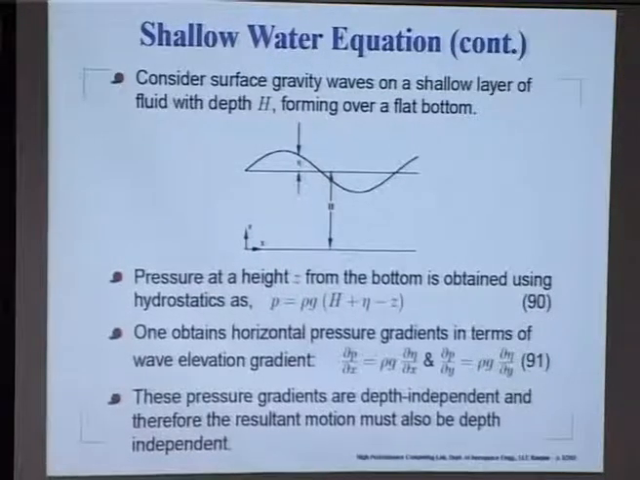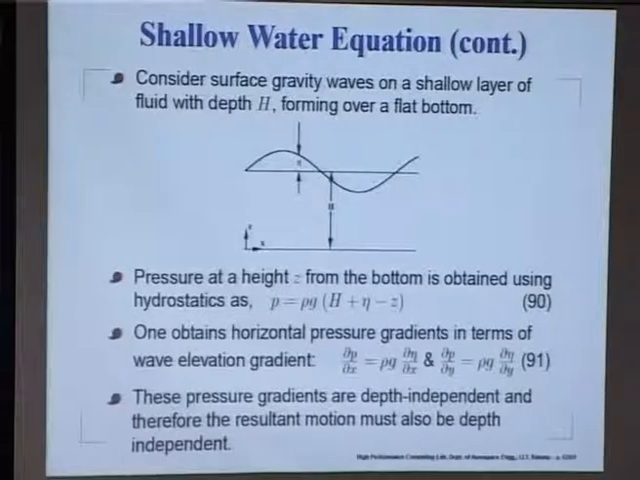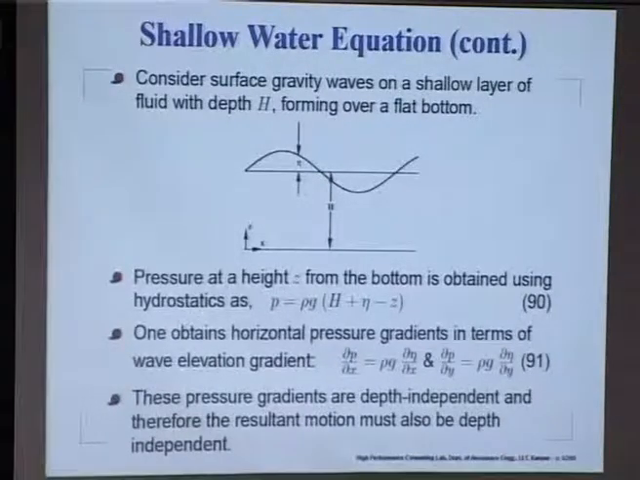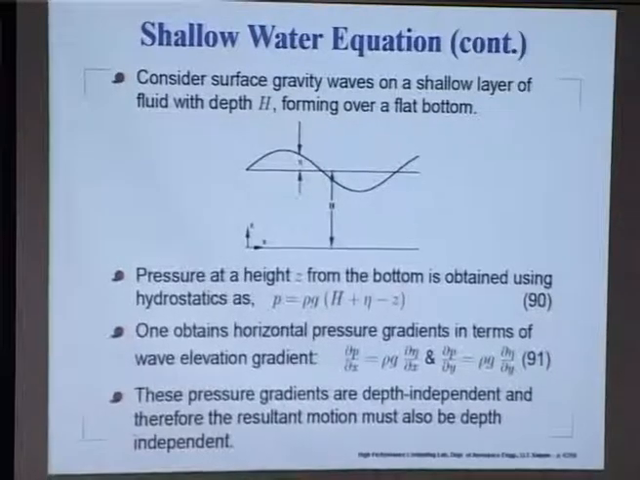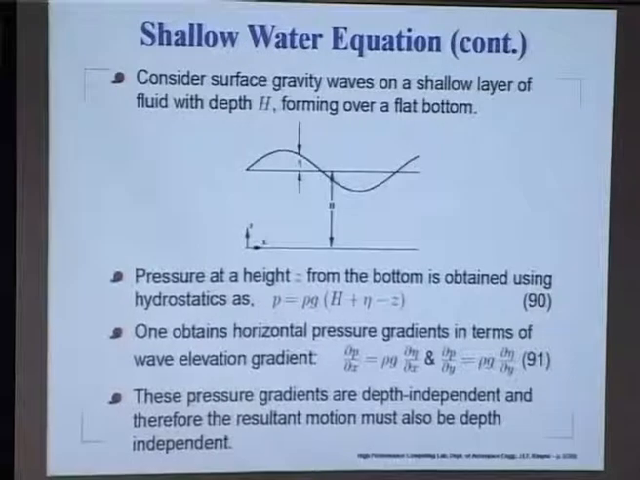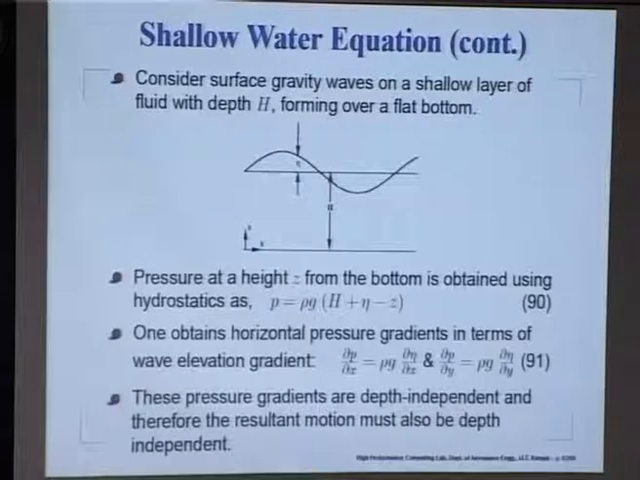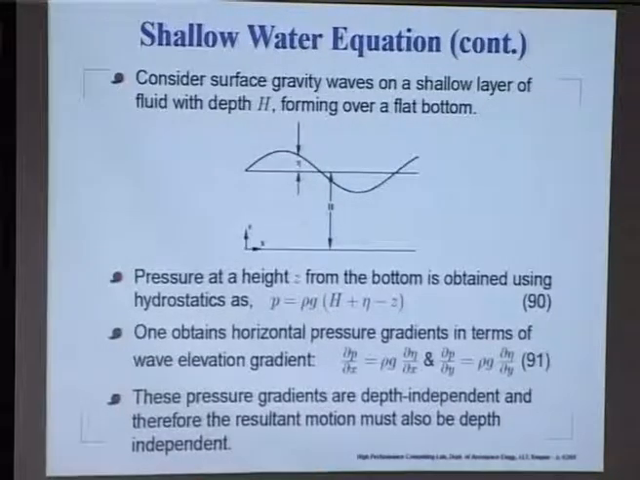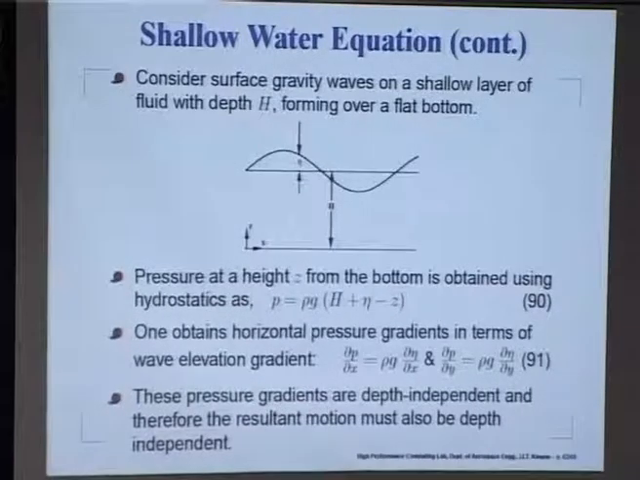So, z is perpendicular to this, x is along this direction, then pressure at any arbitrary z location is given by this, right. That is straightforward, and this equation 90 also helps you in defining the horizontal pressure gradient in the x and y direction in terms of the wave elevation, right. Del eta del x and del eta del y will define the pressure gradient.